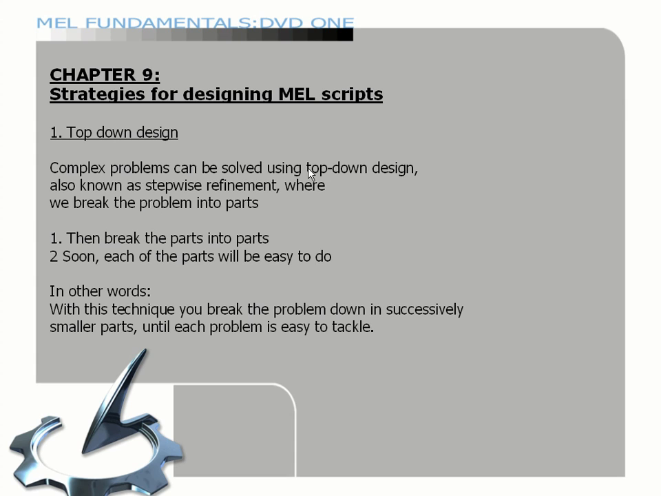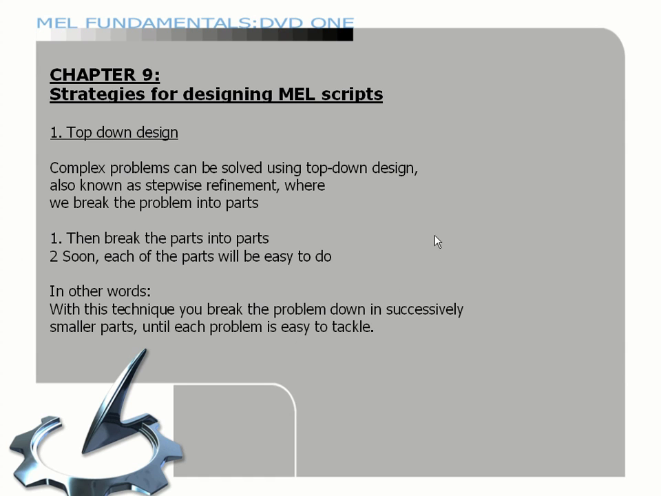I ripped it from the internet somewhere. Complex problems can be solved using top-down design, also known as stepwise refinement, where we break the problem into parts. First we break the problem into parts, and then we break the parts into parts, and so on and so on. This will allow you to approach your script in a much more robust way, and it will make big problems small problems, because you will divide the big problems into small problems. In other words, with this technique you break the problem down in successively smaller parts until each problem is easy to tackle.